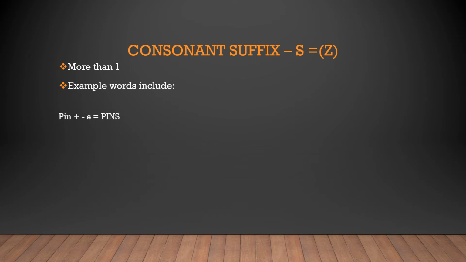Example words include the base word pin plus the consonant suffix s equals the word pins. If you notice, pins, the s in pins now sounds like the letter z. The reason why is because the letter N in pins is voiced. When the final sound is voiced, when adding the consonant suffix s, it will change the s sound to a z. Let's look at that some more.